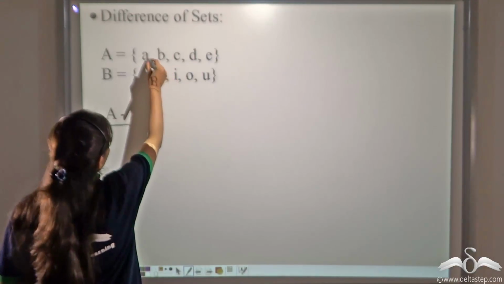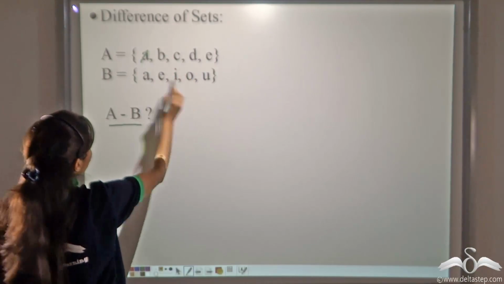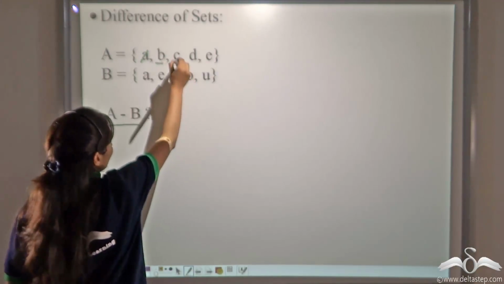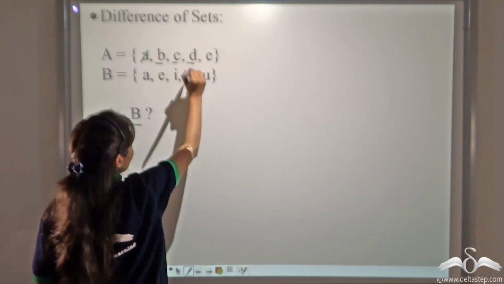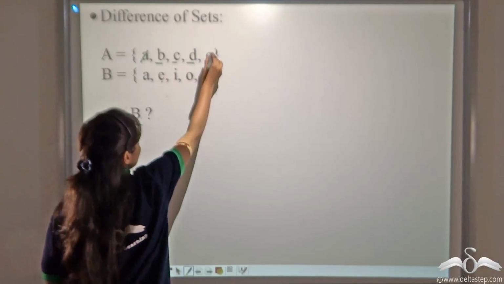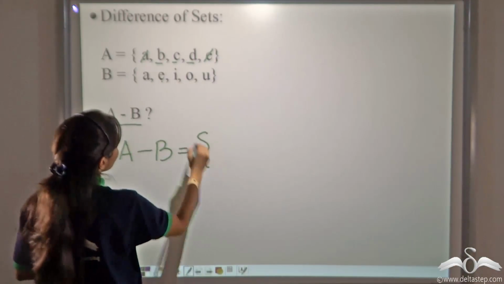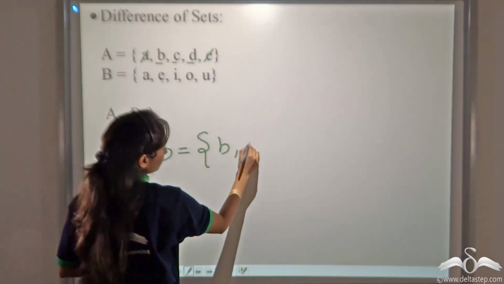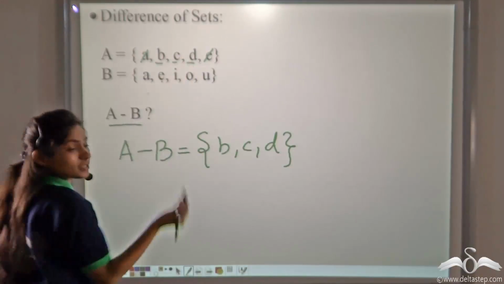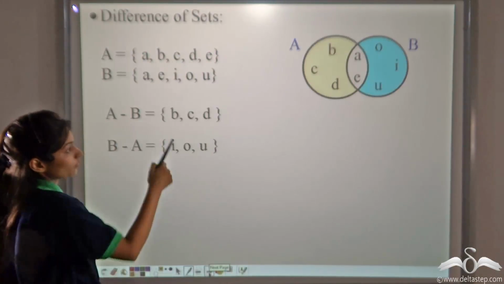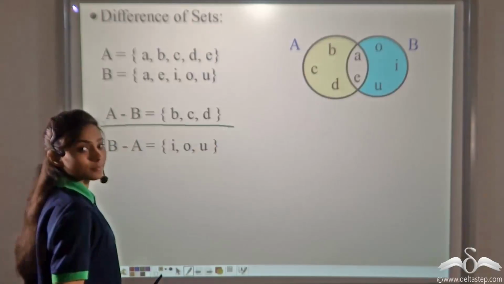So look at A. A is present in B, so we will not write this. What about B? Is B present in the set B? No. What about C? This is also not present. What about D? This is also not present. E is present, so we strike out this. So what did we get as the answer for A minus B? B, C and D. These are the elements which are present in A but not present in B. Now see, we had got the same answer when we did the Venn diagram. A minus B was B, C and D.